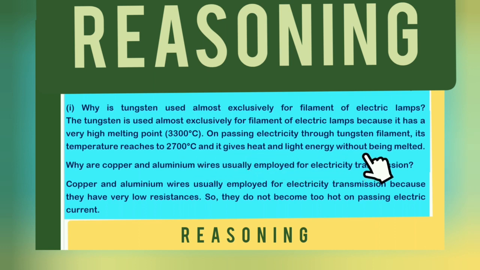So on passing electricity through tungsten filament, its temperature reaches 2700 degrees Celsius and gives heat and light energy without being melted. The next question, why are copper and aluminium wires usually employed for electrical transmission? You know that the resistance of copper and aluminium is very low. Here also the heat is directly proportional to the resistance. As the resistance is very low, the heat produced is very less. So the energy loss in the form of heat energy is very less when we use copper or aluminium wire.